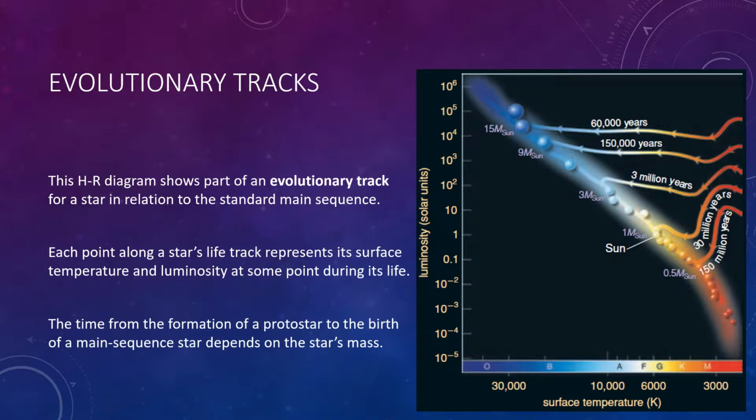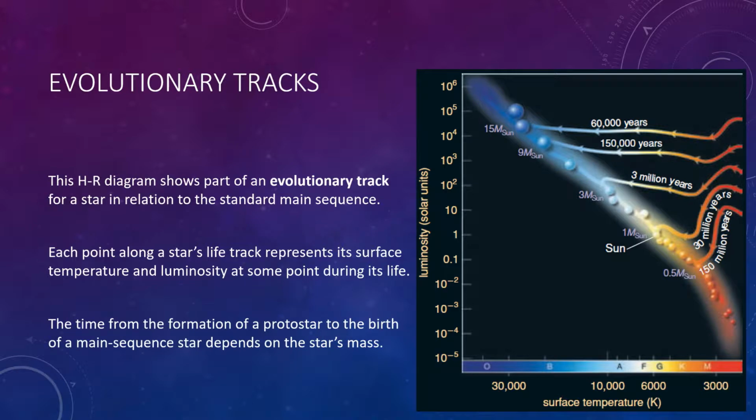Protostars of different masses do go through similar stages as they approach the main sequence, but as we just mentioned, they do progress at different rates. You'll see that lower mass stars take a very long time to form, upwards of 150 million years, whereas high mass stars take only maybe 60,000 years to form. So they do occur at different rates.